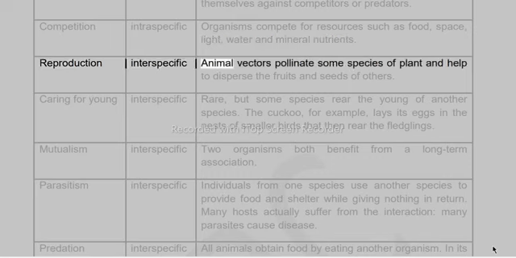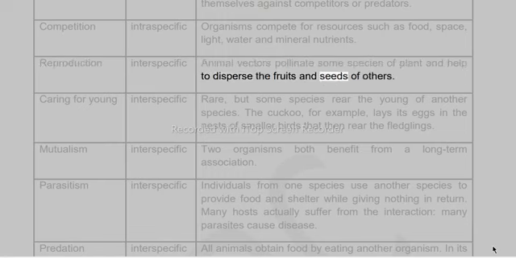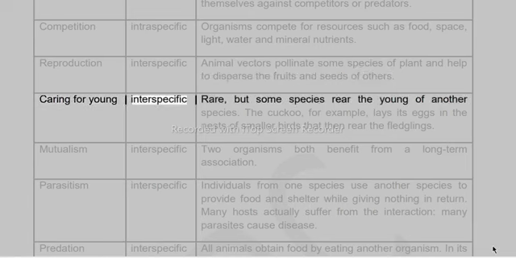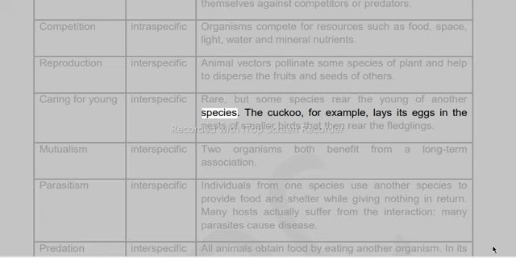Reproduction: interspecific. Animal vectors pollinate some species of plant and help to disperse the fruits and seeds of others. Caring for young: interspecific. Rare, but some species rear the young of another species. The cuckoo, for example, lays its eggs in the nests of smaller birds that then rear the fledglings.